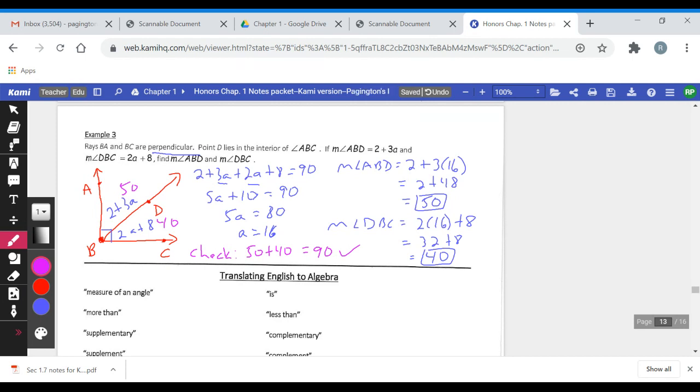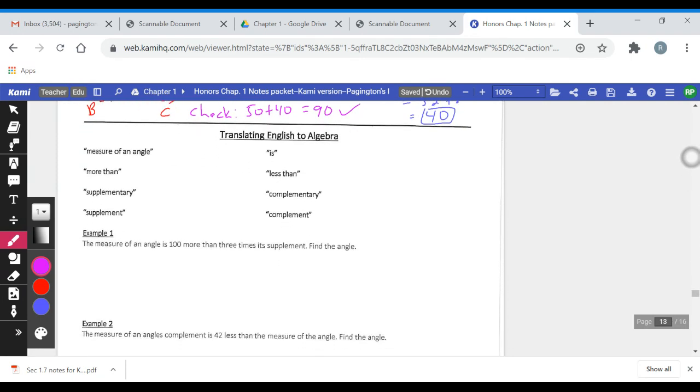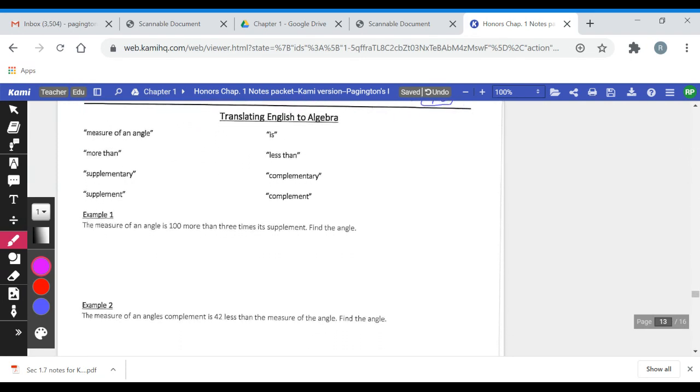Okay, so now we are going to move on to translating from English to algebra. So first of all, if we just go through this wording and write symbols that go along with that wording, that will help us do the word problems down below. So when it says the measure of an angle, that's kind of an unknown. We're going to just call that X. If we say the word more than, we're referring to adding. If it says supplementary, we're talking about two angles adding up to 180.